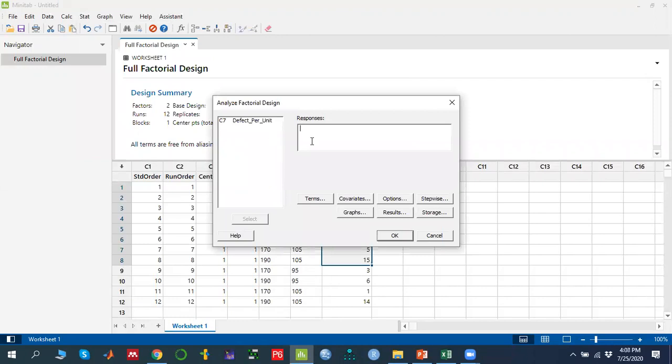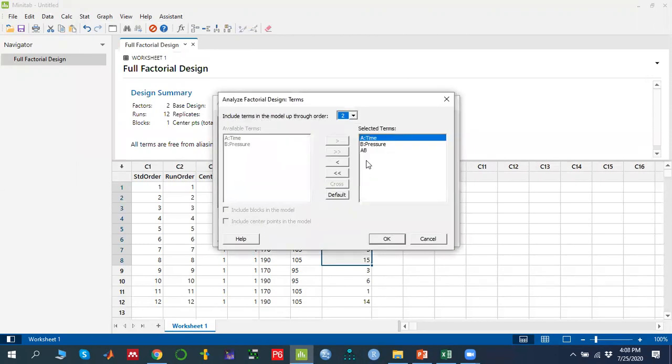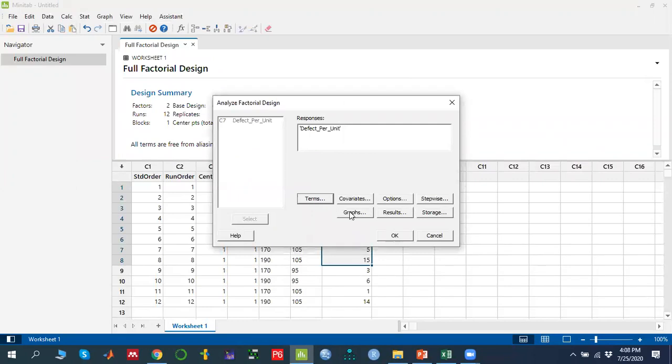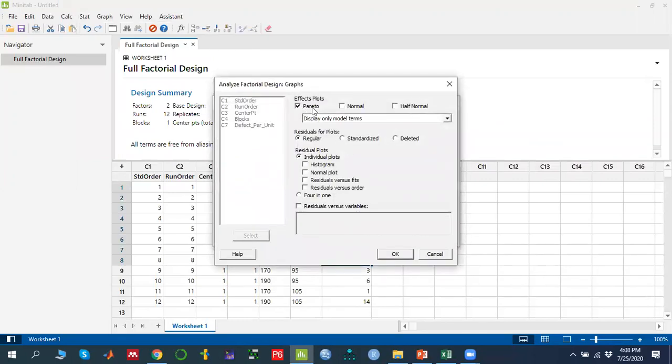So Analyze Factorial. We need to send the response variable, so double click on that one. Click on Terms. Here we can see all those factors, which are 2, as well as AB, which is the interaction effect. So press OK. On Graphs, we want to see the Pareto effect plot as well as the normal effect plot. This is to check the properties of the two-way ANOVA, so that after fitting the ANOVA you know it fulfills the properties of the residuals. We will see what that was in the results.